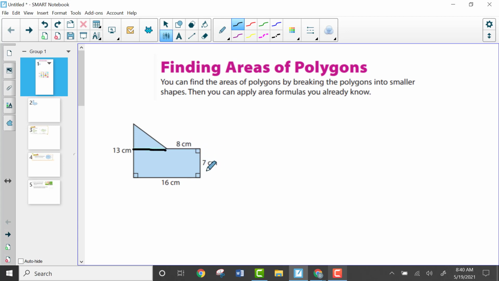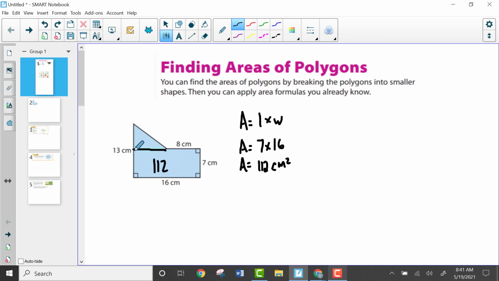For the rectangle, we already have the measures. The formula is length times width. We plug in the numbers, 7 times 16, and multiplying 7 times 16 gives me 112 square centimeters. What I like to do is write 112 right in the shape that I already have figured out. Now we need to find the area of this triangle.